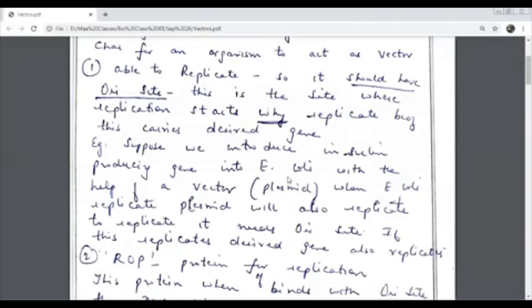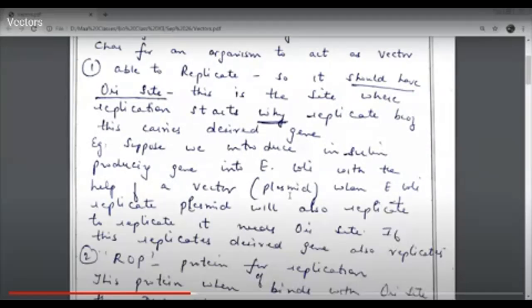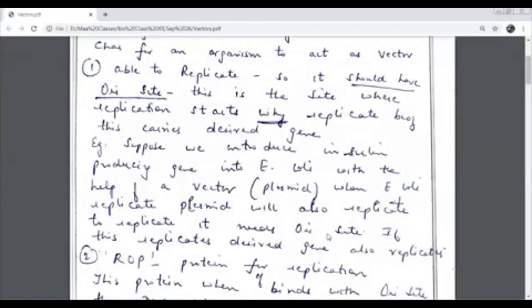So I told you the important property a vector should have is that it should replicate. This plasmid will go and start replication. Once it replicates, what site should it have? The plasmid should have the ori site, only then will it be able to replicate. Because it is from here that it will start replication. And when this replicates, your desired gene will also start replicating. Any confusion in the first quality?